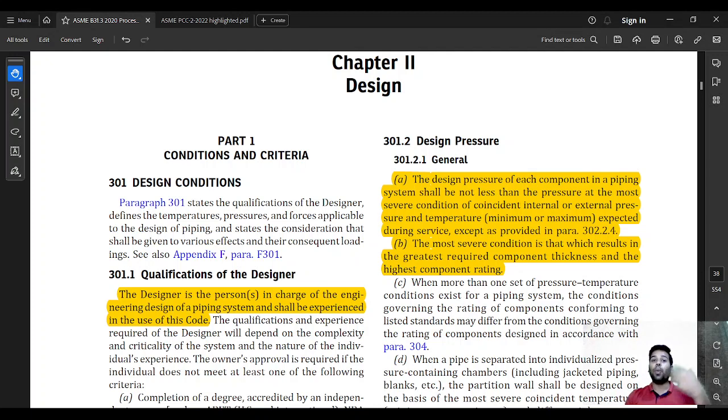So generally a worst case scenario is taken into consideration. We'll generally have a factor of safety for the components. So when taking the design pressure into consideration, the greatest amount of pressure needs to be considered as the design pressure, and accordingly the things are going to be designed as per the design pressure requirement.